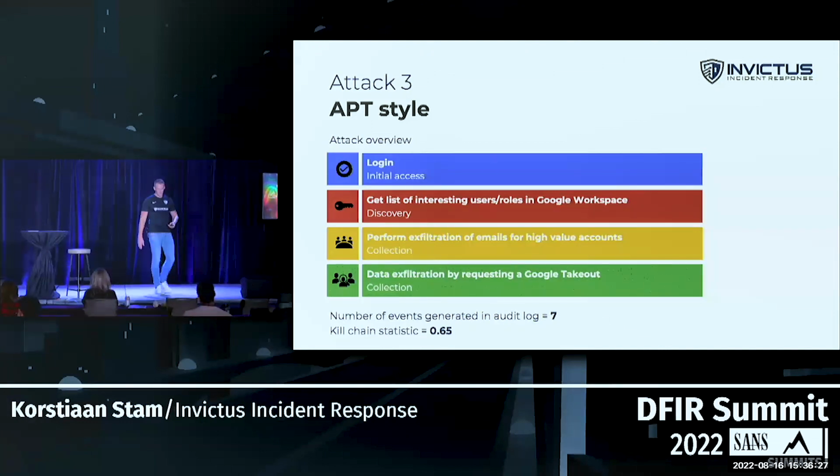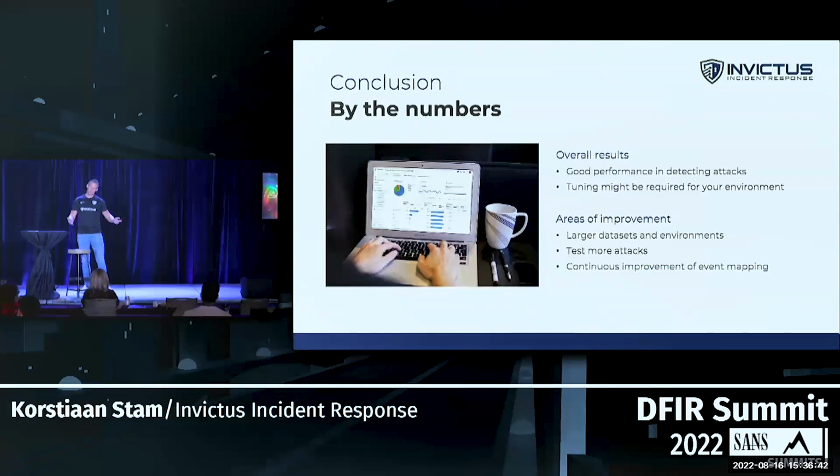So I performed these activities, and luckily this was detected by Alpha with a score of 0.65, even though there were only 7 events generated in the audit log. So I was pretty happy with that. This leads to the conclusion. Out of the 3 attacks, 2 were detected, so it's pretty good.